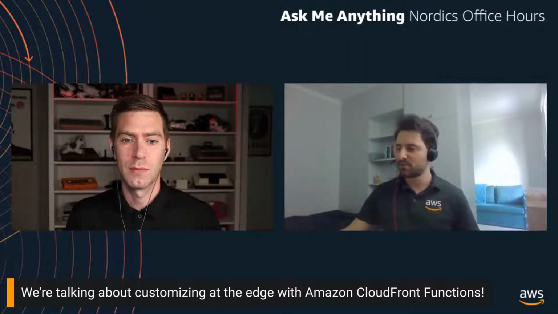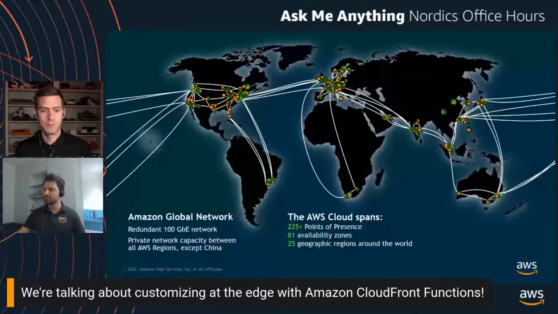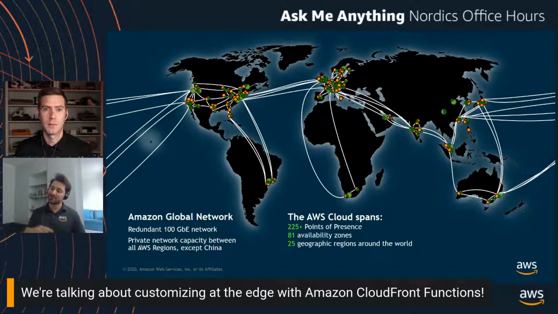So actually, I can maybe visualize that very quickly. Yes, as you said, 25 regions that we have today with 81 availability zones. And every time I'm making a presentation about it, I need to go to our infrastructure page and verify the numbers are still up to date, because we keep adding them so fast. So currently we are at over 225 points of presence globally, across all the continents, as you can see.